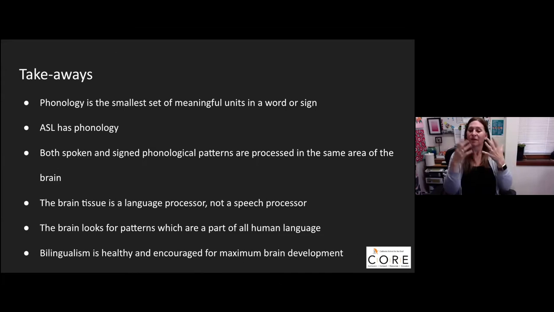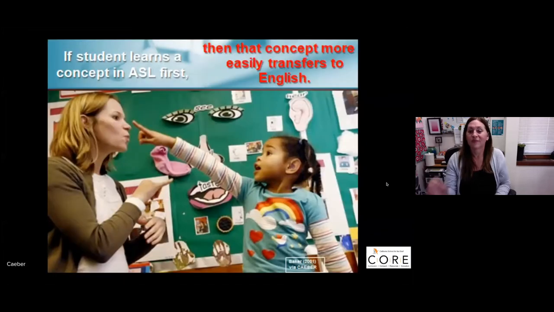So I've made a list here. Basically, two languages fosters more languages, third, fourth, fifth languages. Some families speak multiple languages at home. And if you want to expose children to multiple languages, that's great.